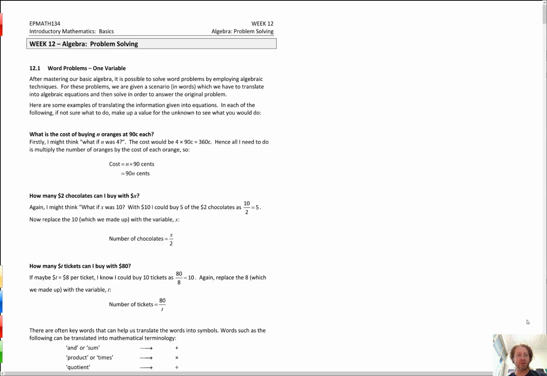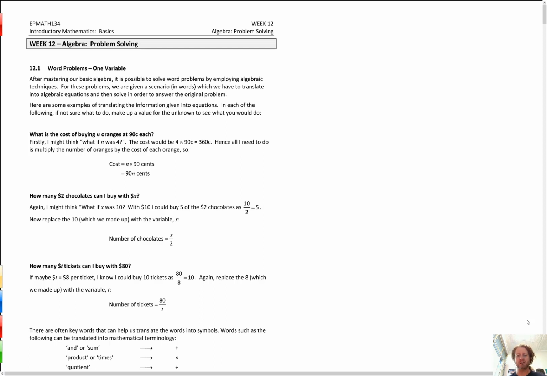Well, congratulations everyone, we've hit week 12 and we finish off with a bit of problem solving, mostly in word form. Let's start out. Firstly, it's word form and only one variable. That is, there's no x's and y's and z's or anything like that, it's just x's or just n's or whatever, just a single unknown. Now, we get to what is the cost of buying n oranges at 90 cents.